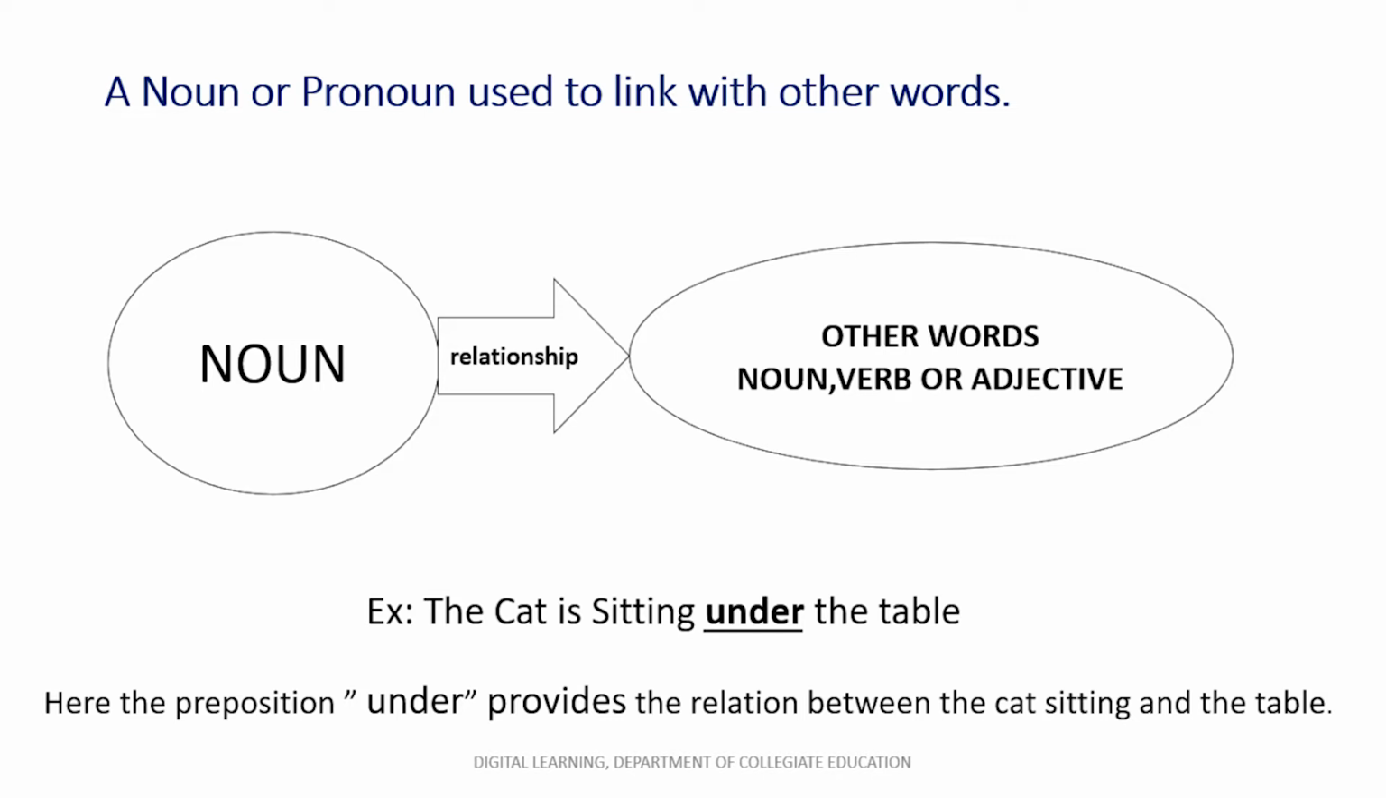In the given example, the cat is sitting under the table. Under provides the relation of where this cat is sitting. It says the cat is sitting under the table.